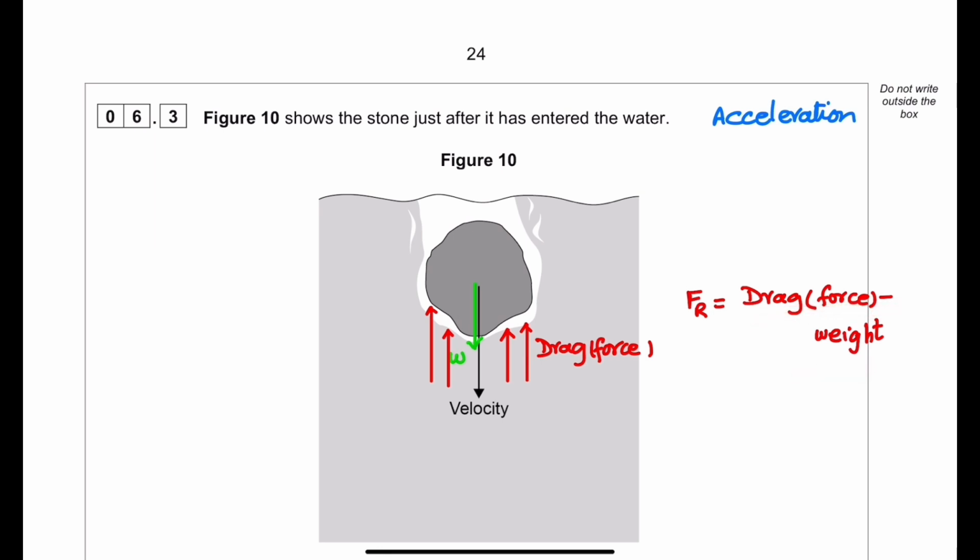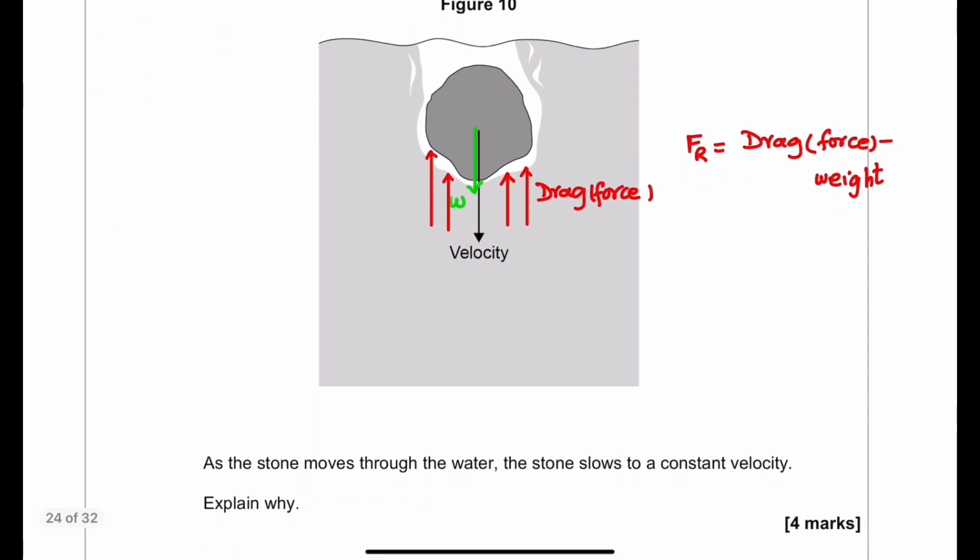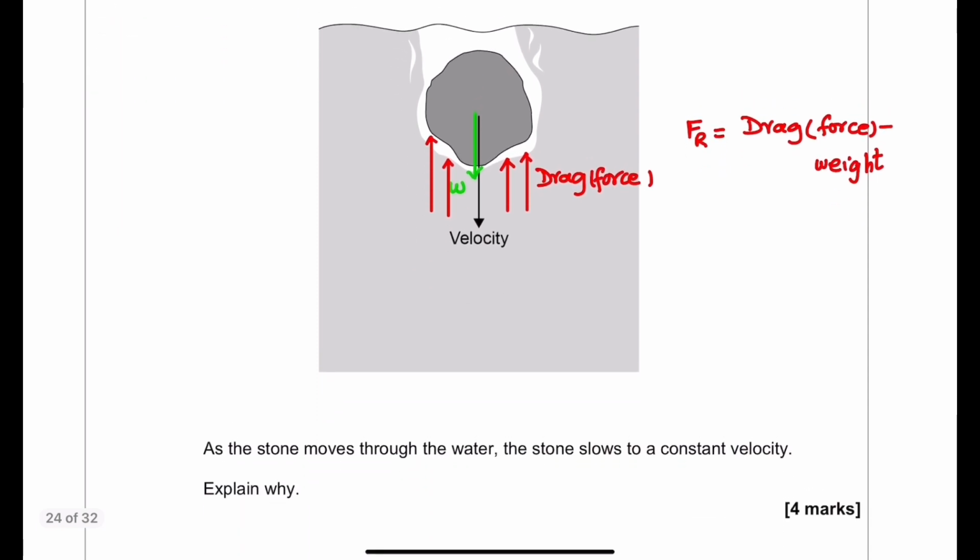We will find the resultant force acting on the stone. As the stone is going downward, the drag force will keep increasing until the drag force and the weight of the stone become equal. Therefore, the stone will start moving with a uniform speed in the downward direction. As the stone moves through the water, the stone slows to a constant velocity. Explain why.